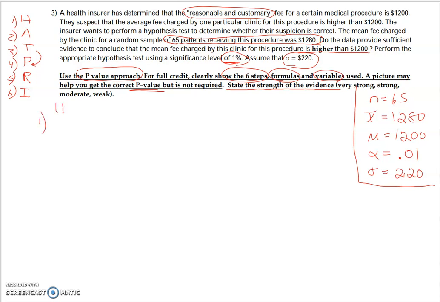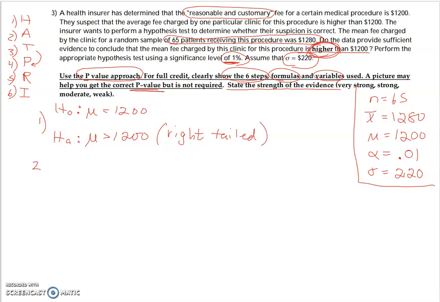So step number 1, we're going to define our hypotheses here. And our null hypothesis is always that the mean equals some established amount. And in this case, the established amount is the $1,200. And the thing we're testing, remember, is the company is concerned that this one clinic is higher than, so they're worried about greater than. So they're worried about greater than 1,200. So this is going to be a right-tailed test.